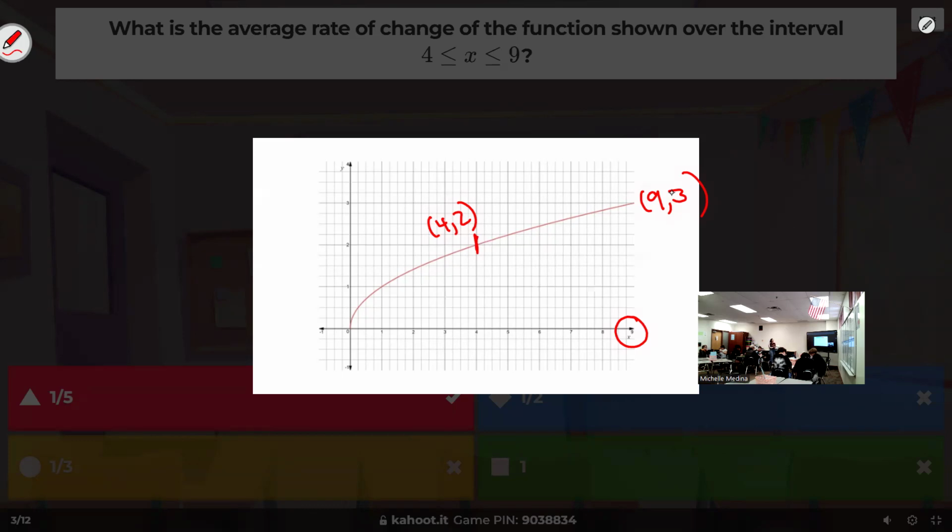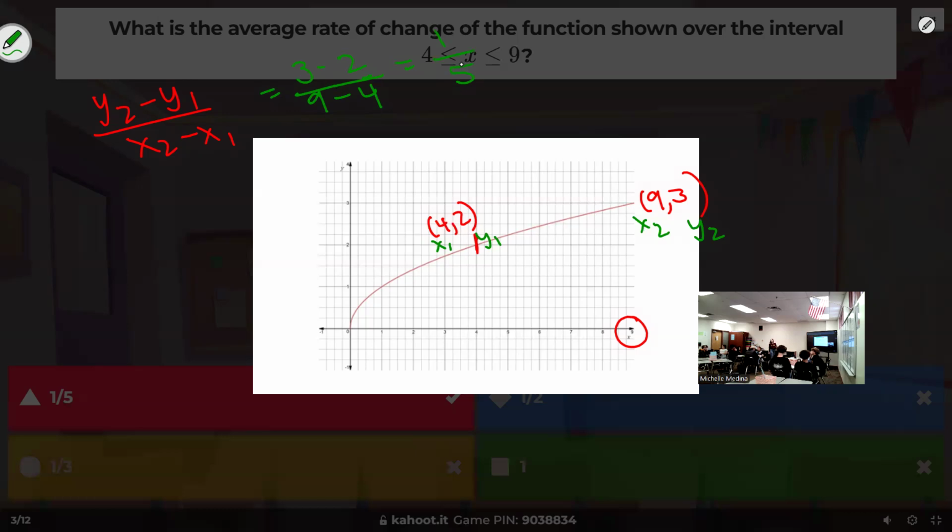And you can do the same thing we did earlier. Label one of them as x1, y1, the other is x2, y2. Plug it in and simplify. So then the way that I labeled it, I'd be doing 3 minus 1 over 9 minus 4, which is 3 minus 1 is, or sorry, I labeled that. I plugged it in wrong. 3 minus 2, which is 1, and 9 minus 4 is 5.